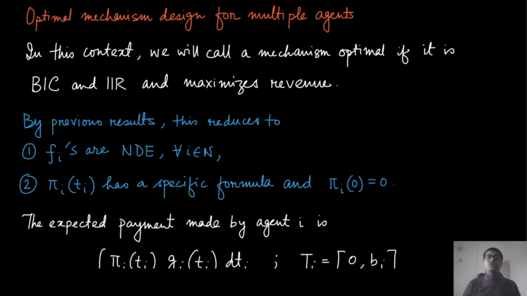Now let us focus on the optimal mechanism design problem for multiple agents. We have seen the single agent problem before, and in this context we'll call a mechanism optimal if it is BIC and IIR and also maximizes the revenue. In the single agent problem, the notions of IC and IR were the same both in Bayesian and non-Bayesian settings, but here we are going to focus only on the Bayesian setting.